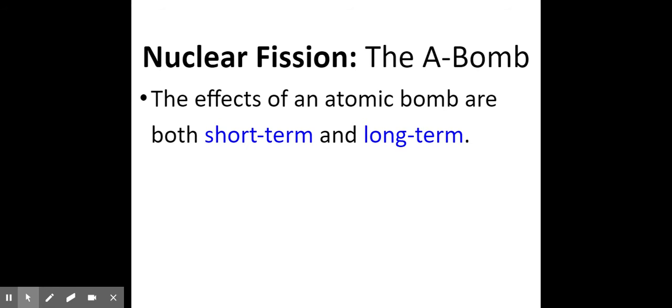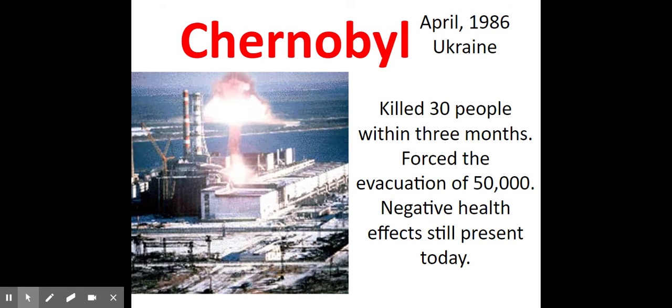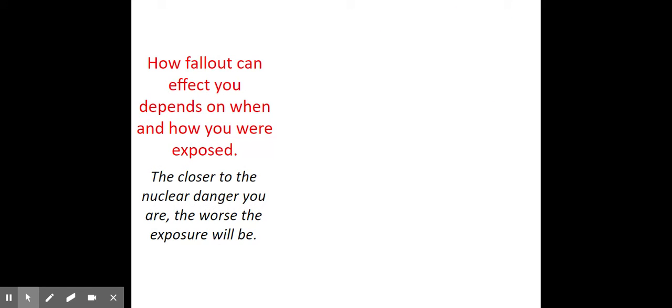The surrounding area might not recover quickly either. Landscapes could be forever altered. The A bomb was a devastating thing, and we probably should not have used it. Chernobyl, and I'm going to link a video in the description box of this video. Chernobyl was a nuclear plant explosion in the Ukraine, which occurred in April of 1986. It killed 30 people over the span of 3 months, and it forced the evacuation of 50,000 residents of the city. It is still very dangerous to enter Chernobyl today because of how bad the explosion was.